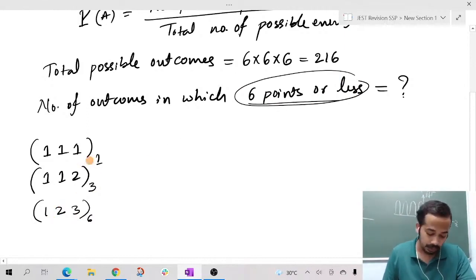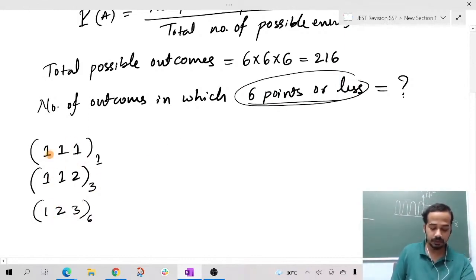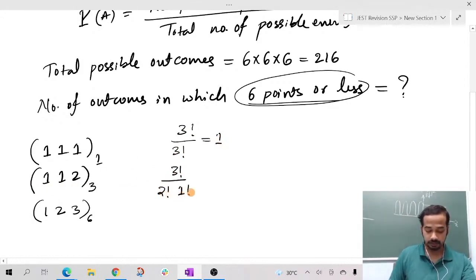Now, what is the total number of different ways, whatever you have counted? That can also be calculated using permutation with repetition. Here all 3 are the same type, so 3 factorial divided by 3 factorial, which becomes 1. Among these 3, 2 are of one type, so divided by 2 factorial into 1 factorial. This is 3 factorial divided by 3 factorial into 0 factorial, which is equal to 1.